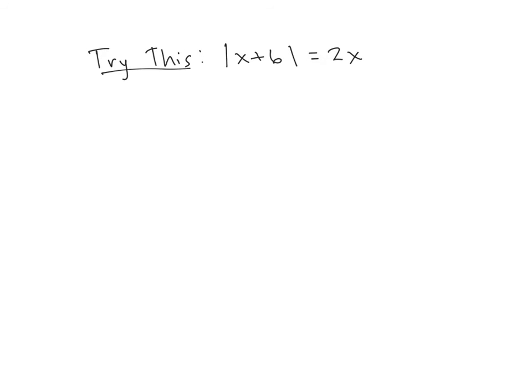Go ahead and try this one. Absolute value of x plus 6 equals 2x. Again, we have x on both sides here, so we're going to have to be careful to check for extraneous solutions.